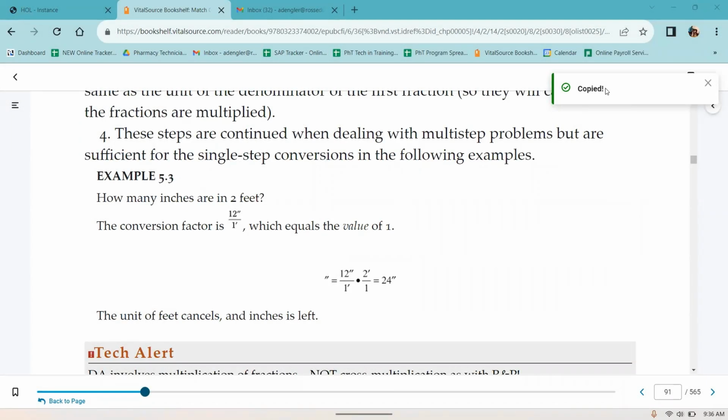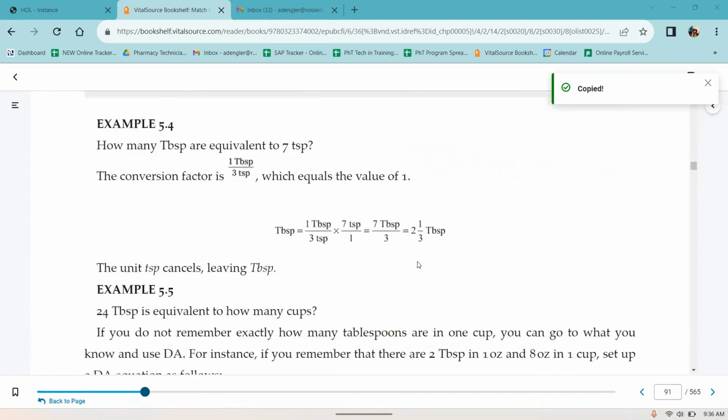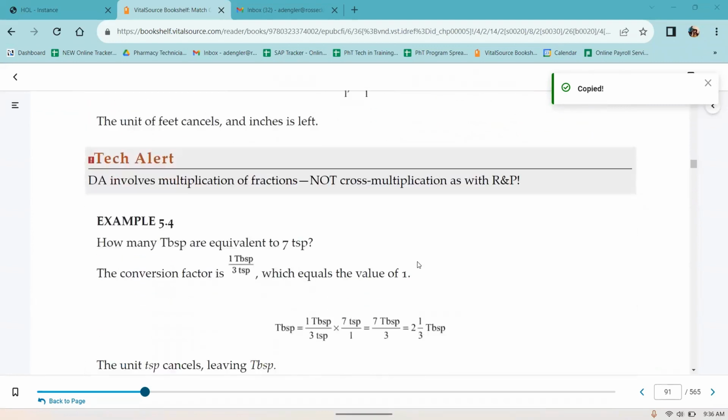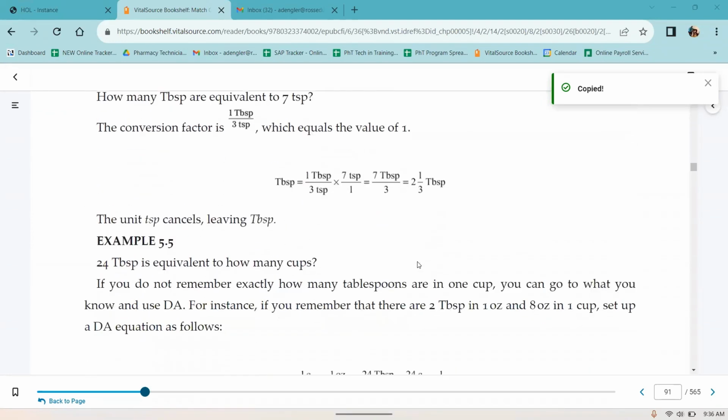Now, for example 5.3 and 5.4, this is doing the exact same problems as 5.1 and 5.2, but it's using dimensional analysis, which we're not going to go through.